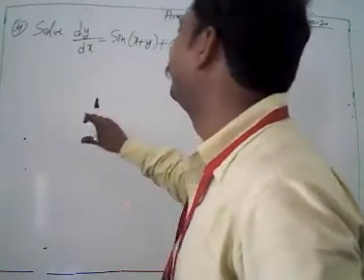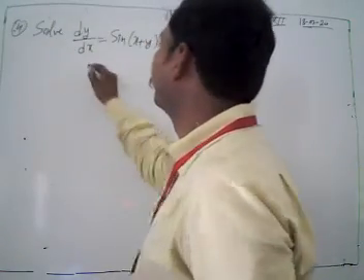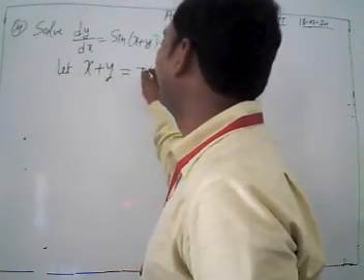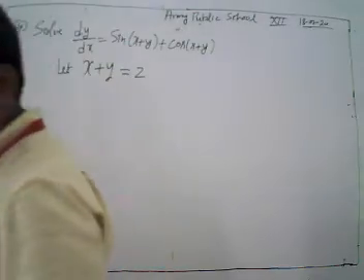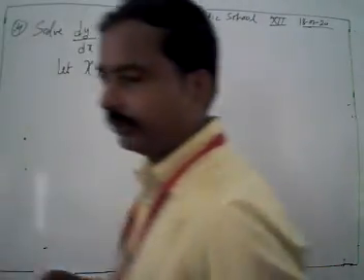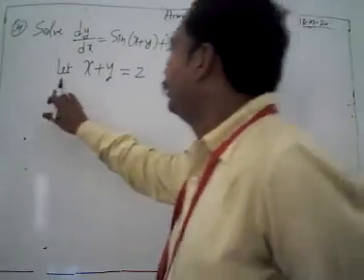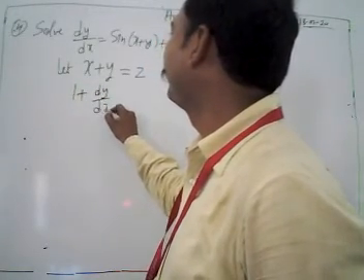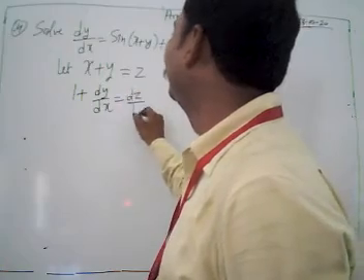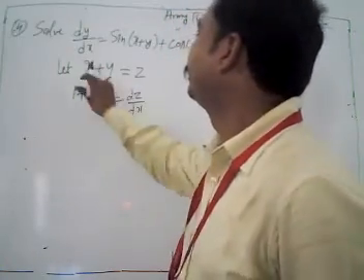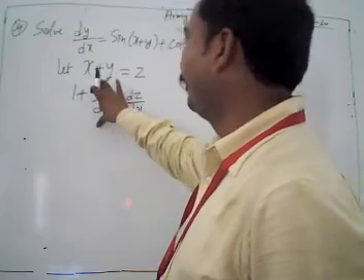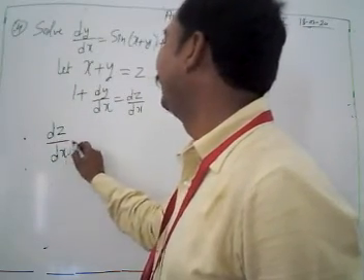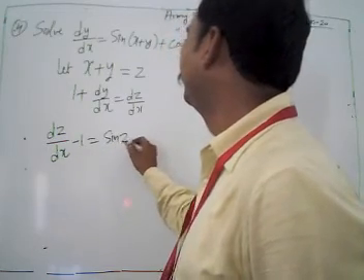First of all, we have to reduce it. We take let x plus y equal to z. We assume x plus y equal to z. Then we differentiate: 1 plus dy/dx is equal to dz/dx. Now we substitute the value of dy/dx from here. We get dz/dx minus 1 equal to sin z plus cos z.